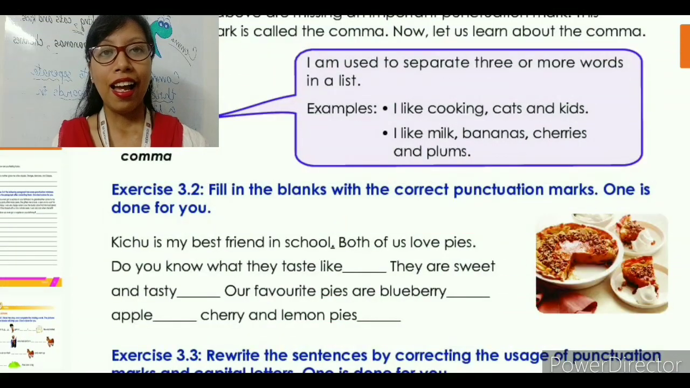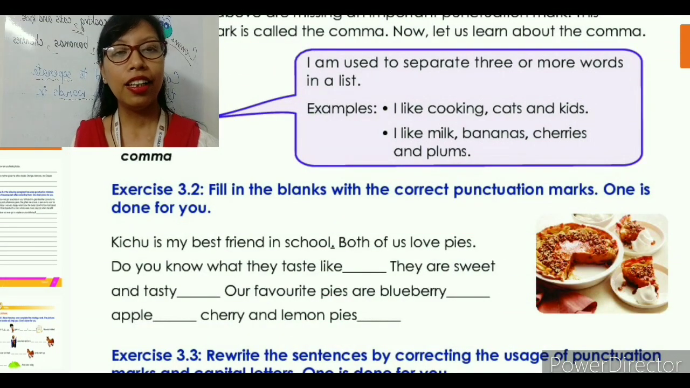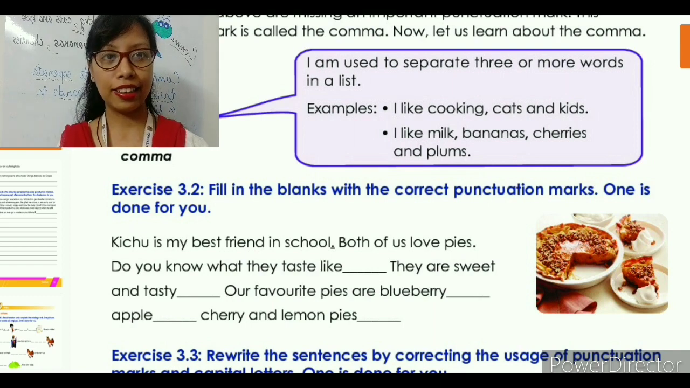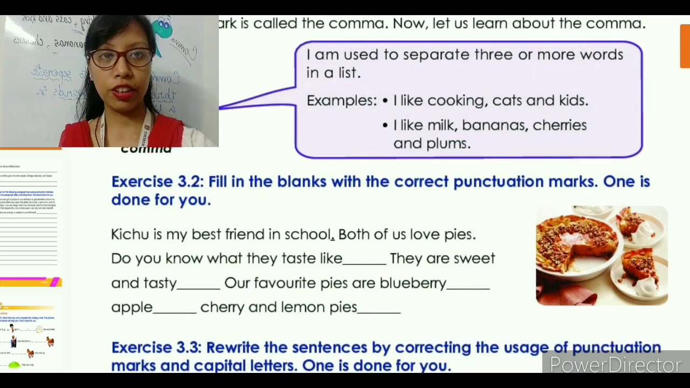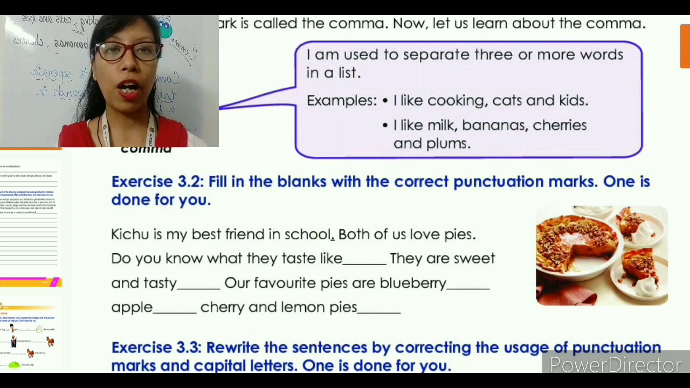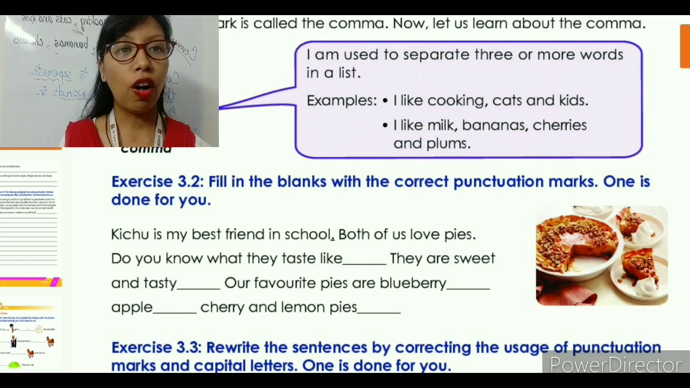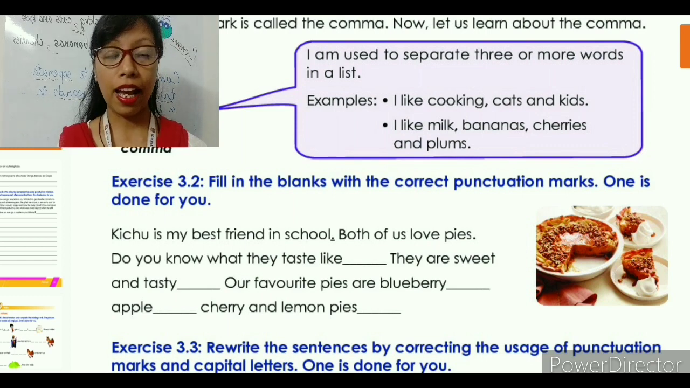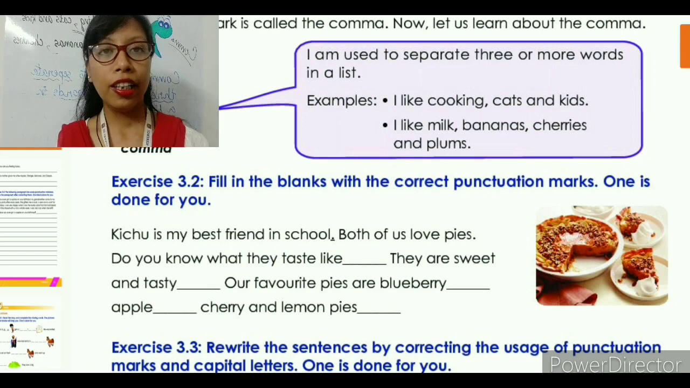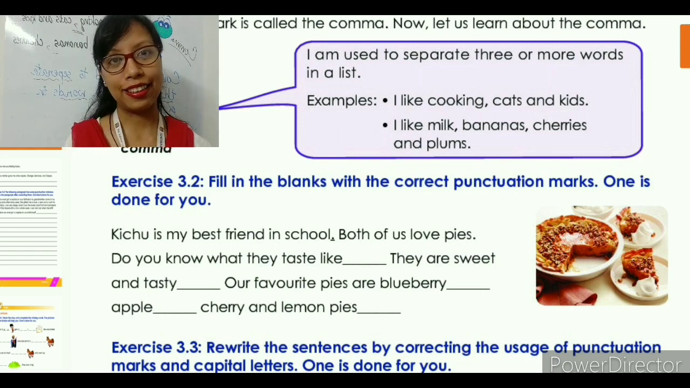Dear students, as you can see on the screen, I will be discussing the exercises now. Here on the screen, there is exercise 3.2. Fill in the blanks with the correct punctuation marks. One is done for you. Here it is written, Kichu is my best friend in school. Then there is a full stop. Both of us love pies. As these are statements, they use the full stop after the sentences.